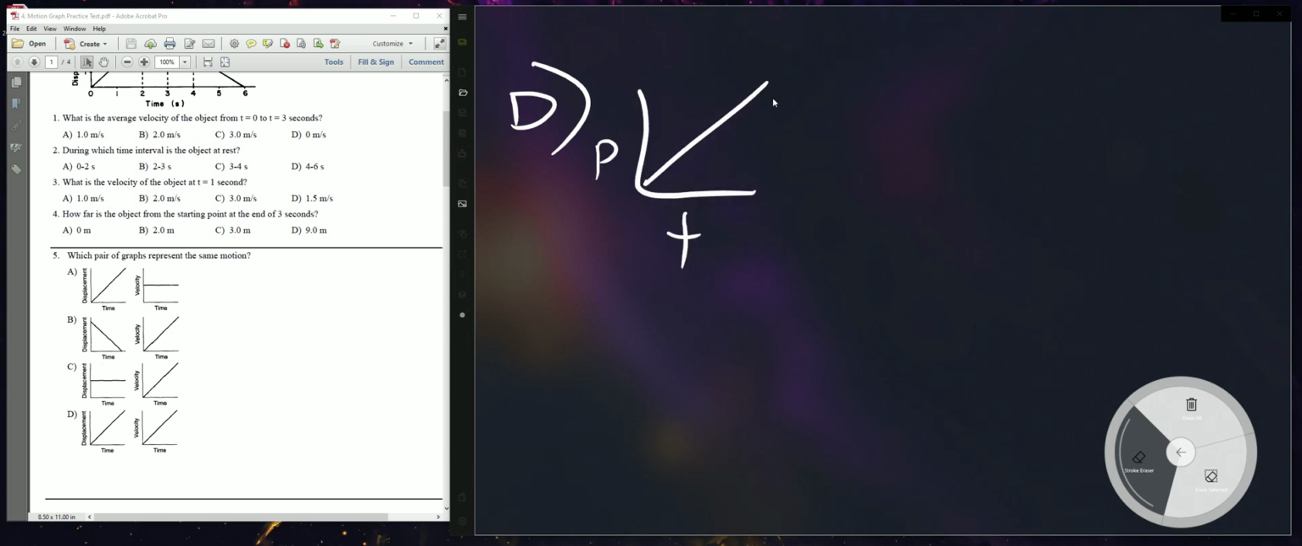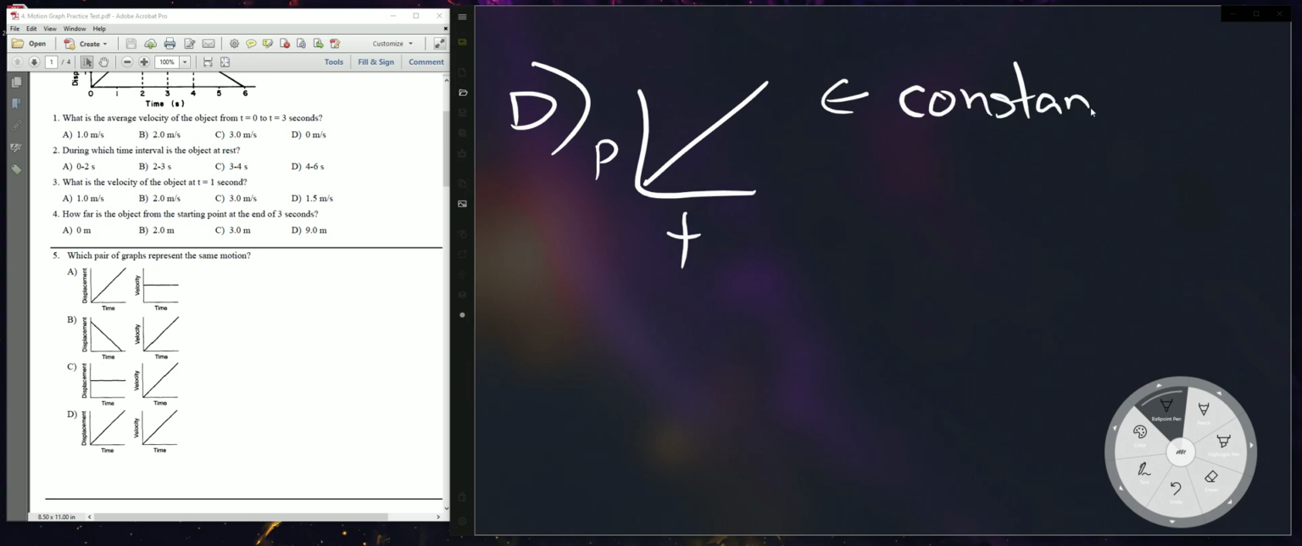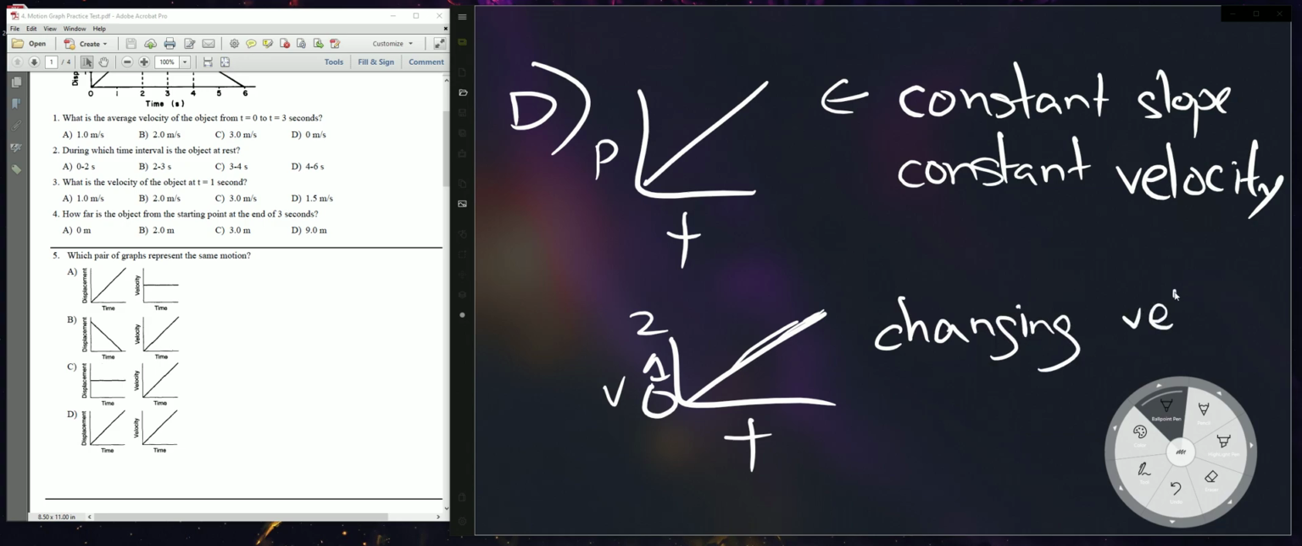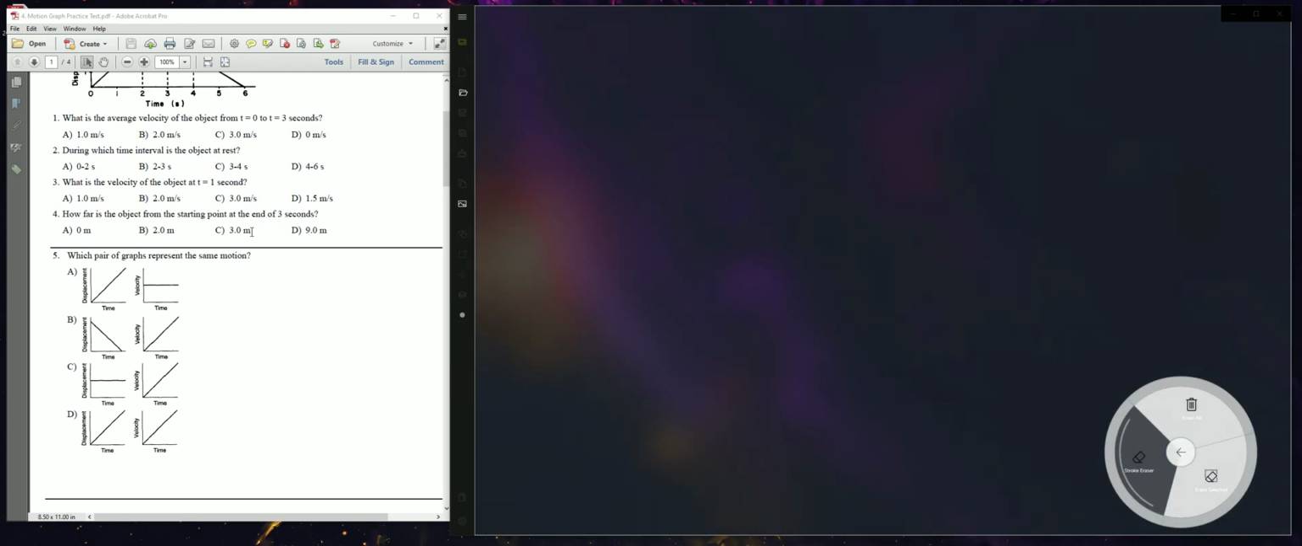Let's look at this one. Again, you have a constant slope, and so that must mean you have a constant velocity. And in this VT graph right here, you see that it's a changing velocity. So if this is 0, this is 1, and this is 2, you'll realize that your velocity changes over time. So this cannot be true. These two aren't equal to each other. So the only choice is choice A.